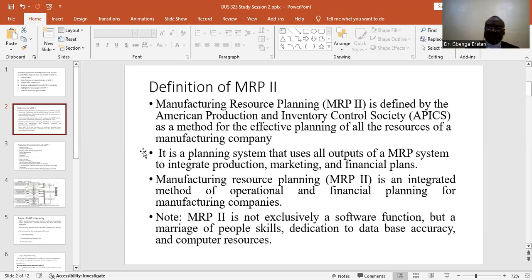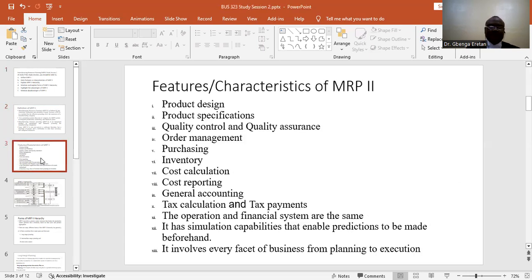MRP 2 could also be said as an integrated method of operational and financial planning for a manufacturing company. It could therefore be concluded that MRP 2 is not exclusively a software function, but a marriage of people skill, dedication to database accuracy, and computer resource. We quickly move on to look at the features or characteristics of MRP 2.